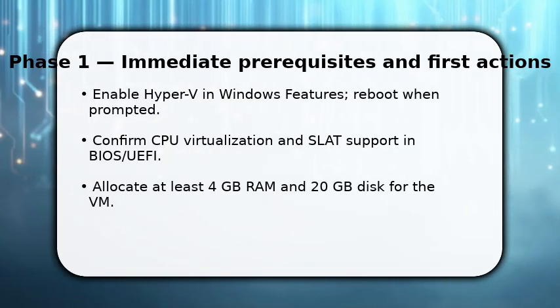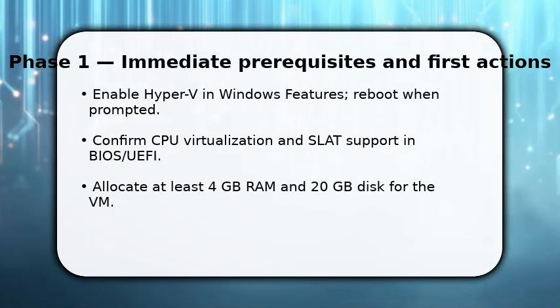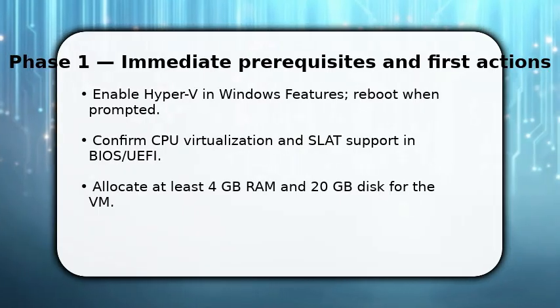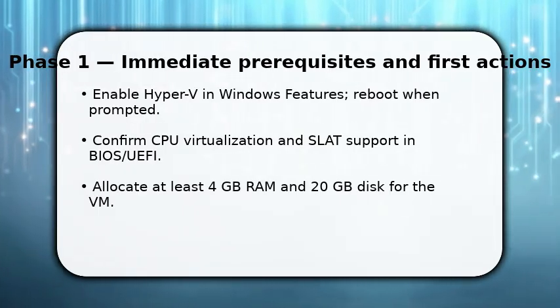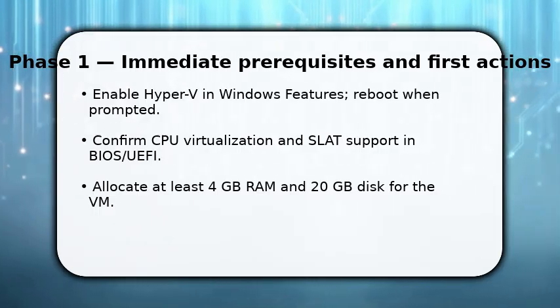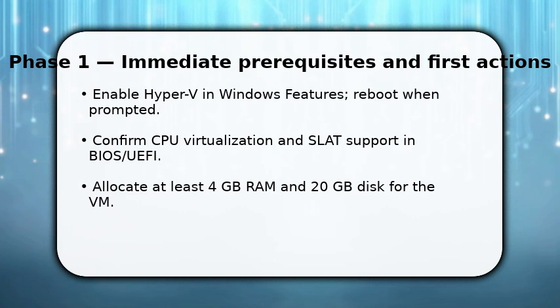Once done, decide resources. Allocate at least 4 GB RAM and 20 GB disk for a basic VM, and make a note of the network type you want. Now open Hyper-V Manager and prepare to create a new virtual machine. I'll guide you through each option and why it matters.